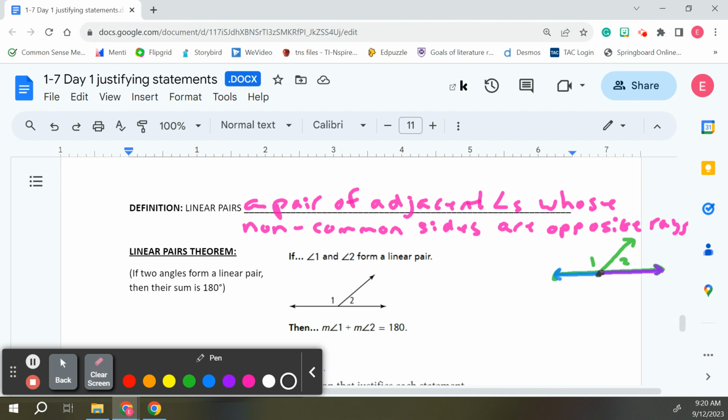So that's the definition of a linear pair. Then we have the linear pairs theorem, which says if two angles form a linear pair, so you have to first define that they are a linear pair, then their sum would be 180 degrees. So if angle 1 and angle 2 form a linear pair, just like it shows here, then the measure of angle 1 plus the measure of angle 2 has to equal 180 degrees. Questions on that?